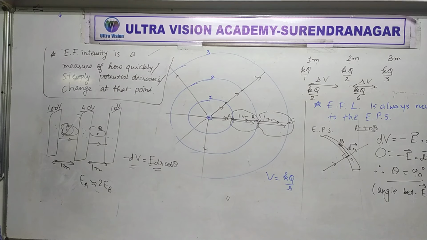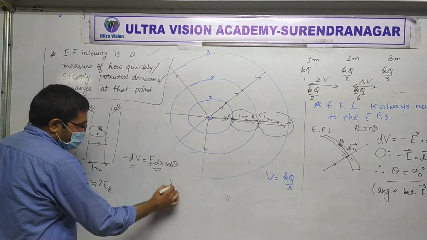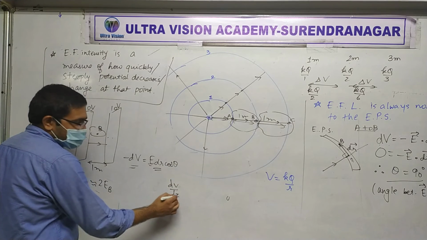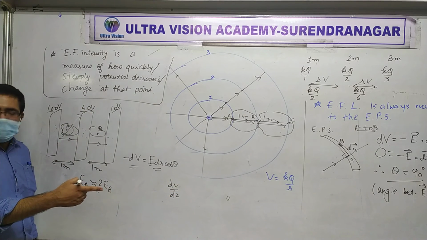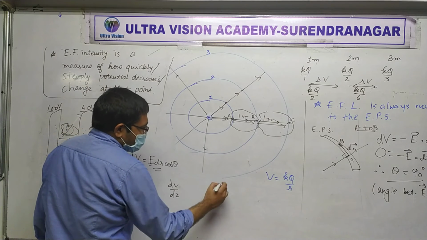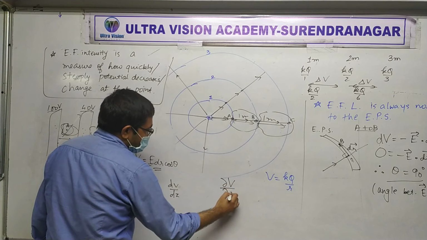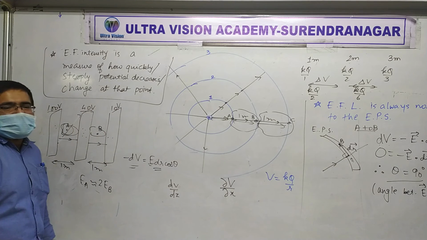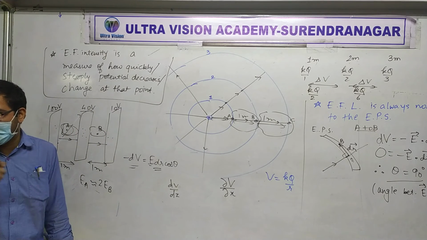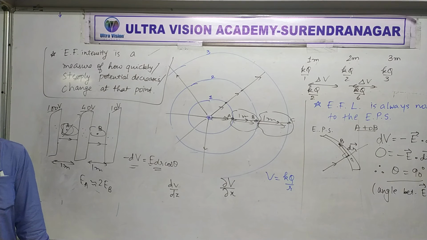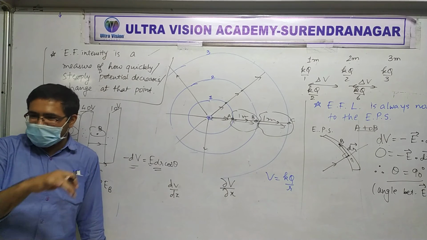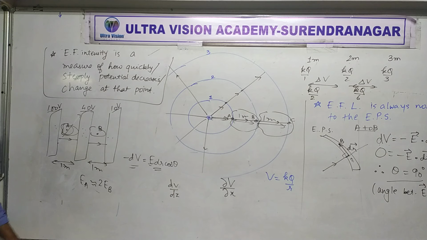Think about it. Potential gradient. Do you remember velocity gradient? How was it, dv by dz or something? Yes, velocity gradient. Potential gradient is nothing but electric field with a minus. Okay? Fine. So that's all about the equipotential surfaces.